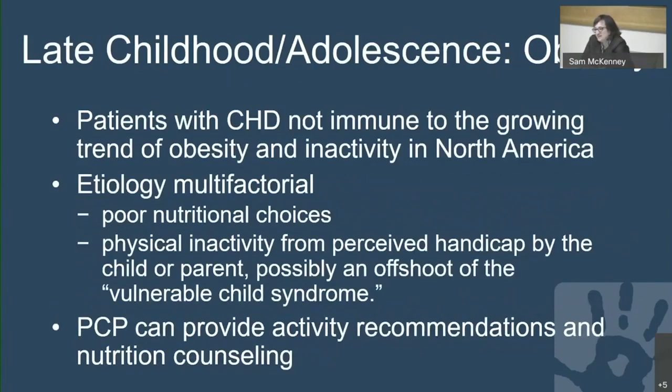Obesity is also an issue in childhood and adolescence. Patients with congenital heart disease, unfortunately, are not immune to the growing trend of obesity and inactivity in North America. The etiology is probably multifactorial, including poor nutritional choices and genetic issues, similar to everybody else in the population, but also may come about because of limited physical activity from perceived handicap or inability to participate in sports, which sometimes is the offshoot of vulnerable child syndrome. Even if families are counseled that it's okay to continue with exercise, they limit the child nonetheless. And the primary care provider can provide activity recommendations and nutritional counseling.